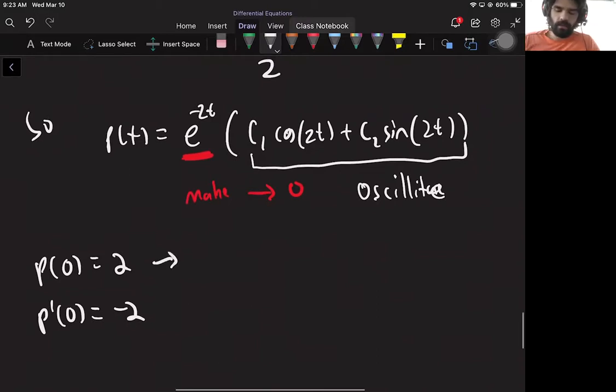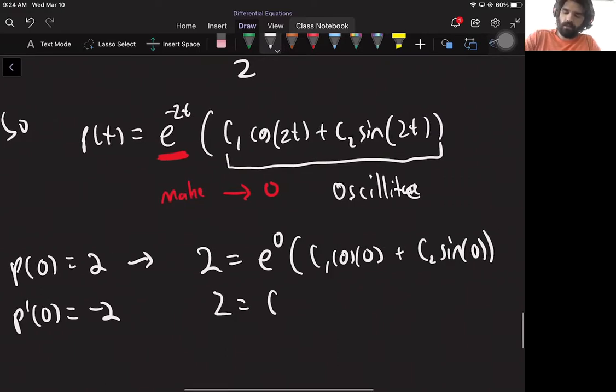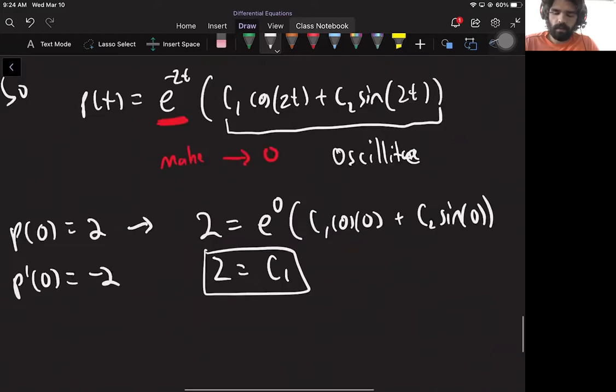Okay, so let's see, plug this one in first. So this is telling me that 2 equals e to the 0 times C1 cosine of 0 plus C2 sine of 0. Luckily, sine of 0 is 0. So this just becomes C1 times cosine of 0, but cosine of 0 is 1. So we immediately get C1.